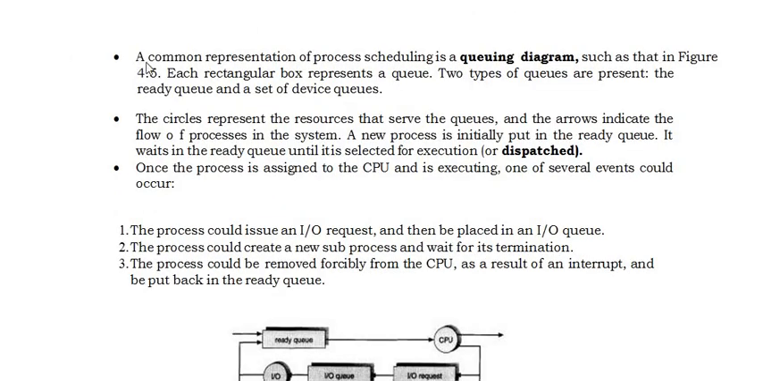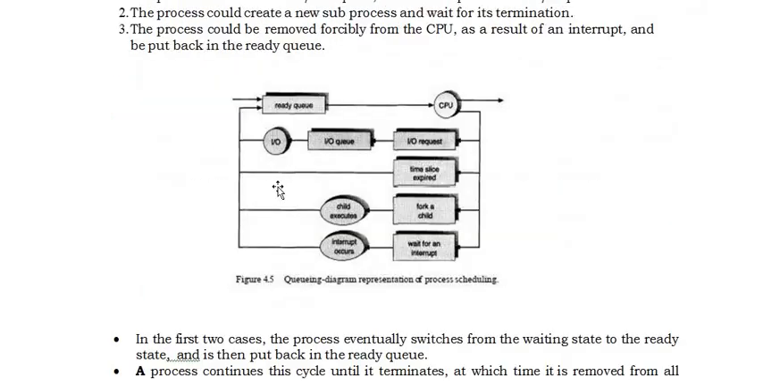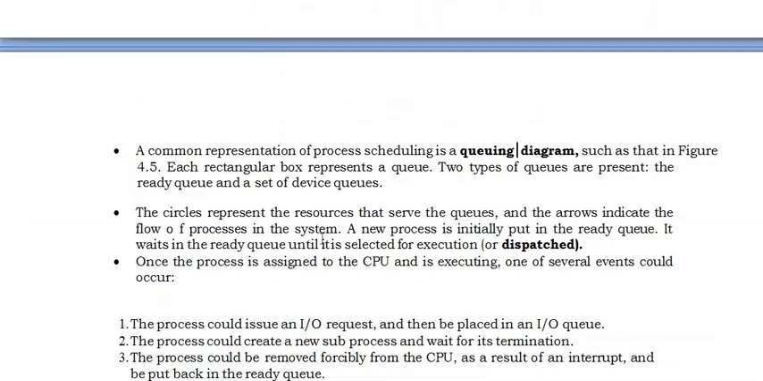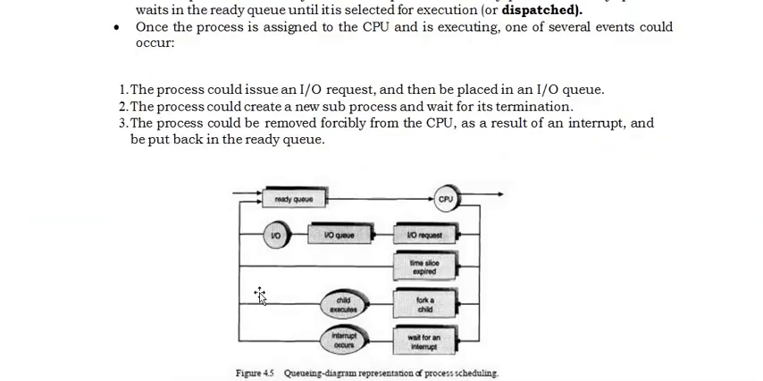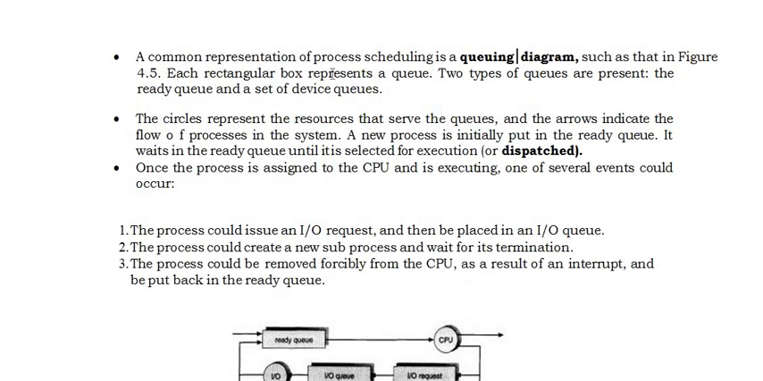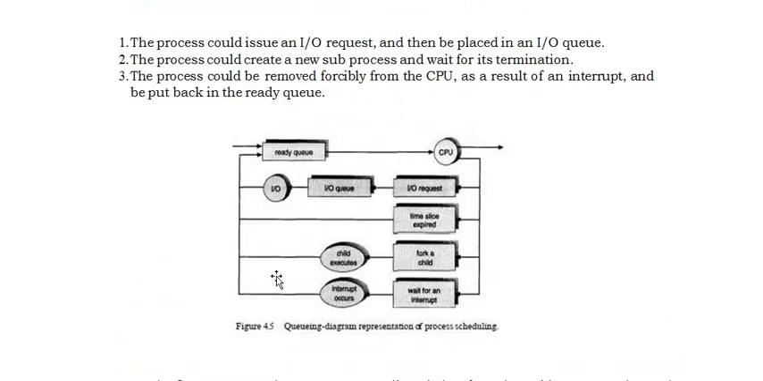So, next point. Process scheduling oda queuing diagram da idu. Okay va, so before diagram is the ready queue da paathom, idu vandu process scheduling oda queuing diagram. Okay, representation. So the common representation of process scheduling is the queuing diagram. Okay va, so it has been given in figure 4.5.